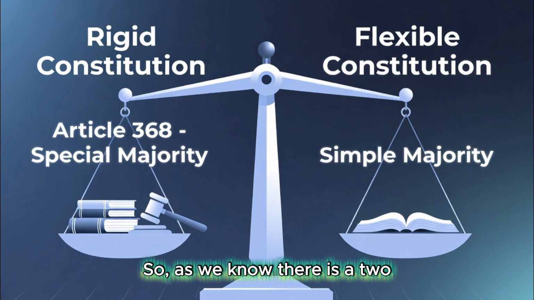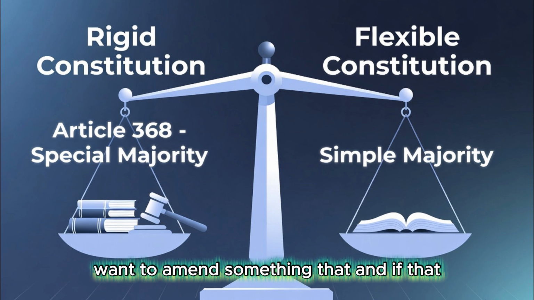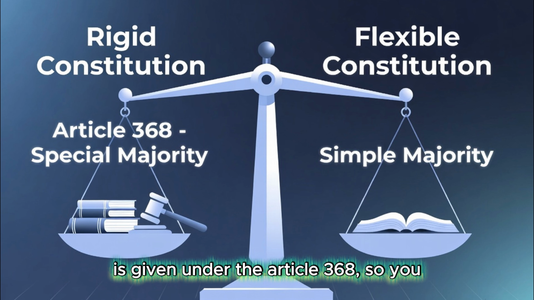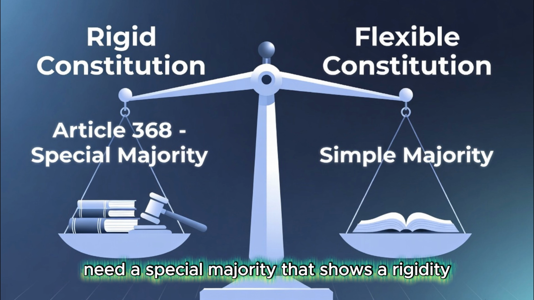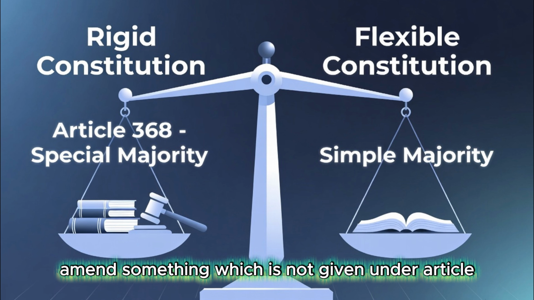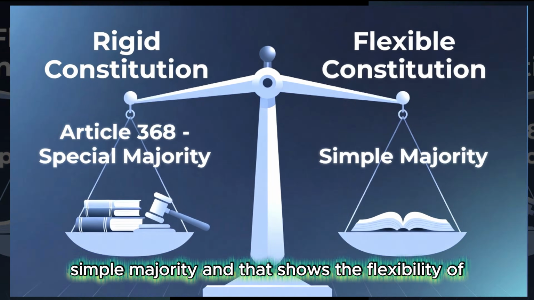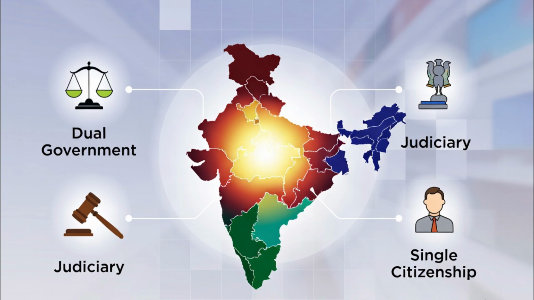Another important feature of the Indian Constitution is the blend of rigidity and flexibility. As we know, there are two provisions in our constitution. If you want to amend something given under Article 368, you need a special majority. That shows the rigidity of the constitution. But if you want to amend something which is not given under Article 368, you can simply do the amendment with a simple majority, and that shows the flexibility of our Indian Constitution.